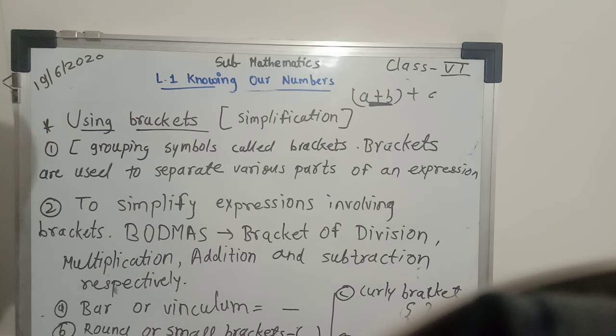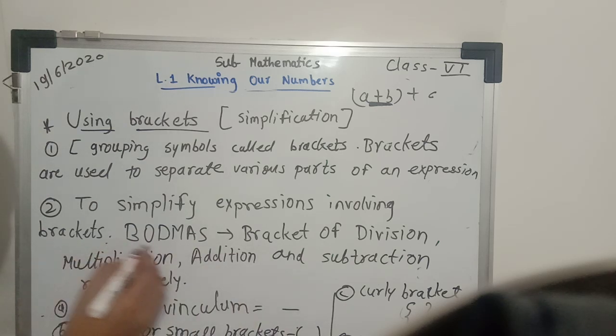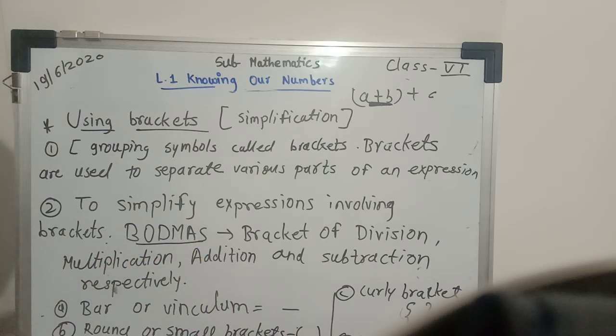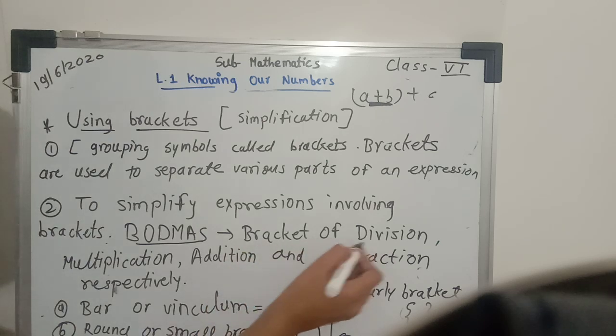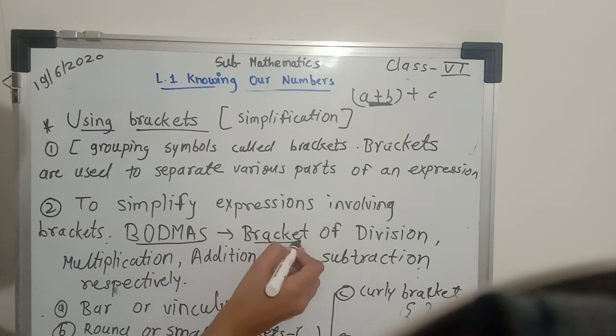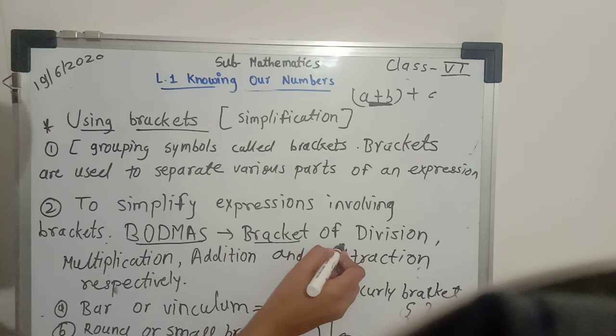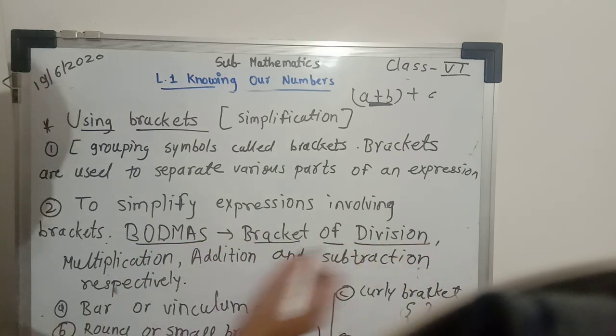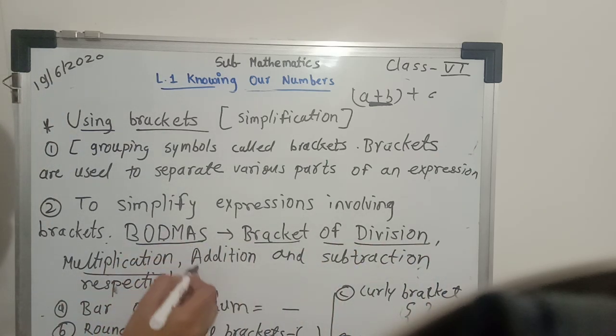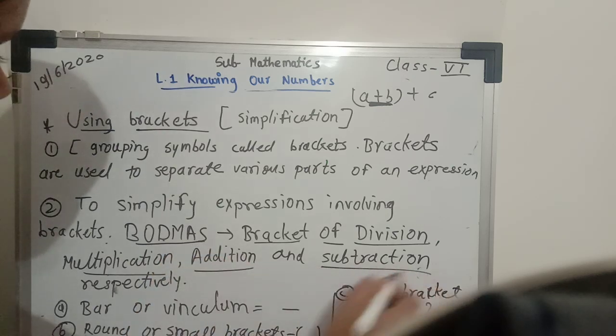To simplify an expression involving brackets, you must have heard of BODMAS. BODMAS: B stands for bracket, O stands for of, D stands for division, M for multiplication, A for addition, and S for subtraction.